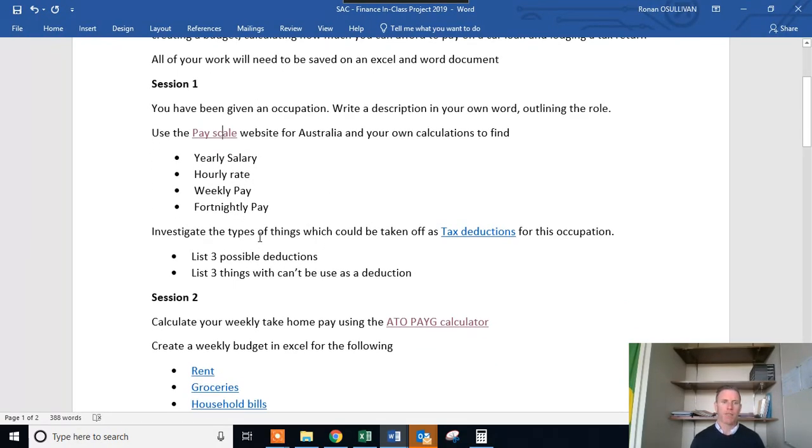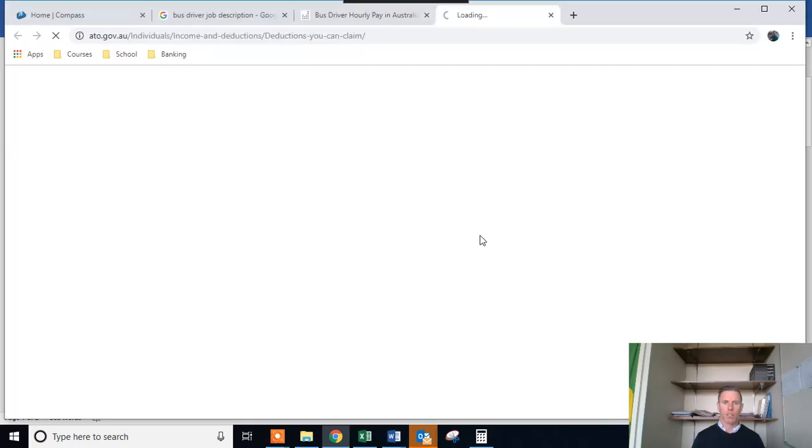The next thing it says is to investigate the types of things which could be taken off as a tax deduction. If I click here, again, follow this link. It says to list 3 possible deductions and list 3 things which can't be used as a deduction. Okay, so 3 possible deductions.